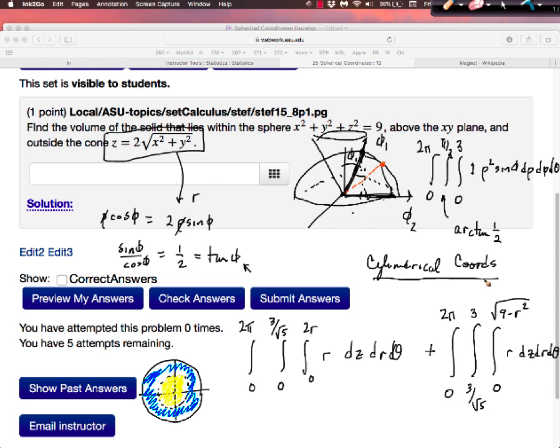Okay, doesn't make sense. So you can do it in both cylindrical and spherical coordinates. Spherical, however, requires just one triple integral, whereas cylindrical is broken up because you have two tops, right? Part of the top is the cone and part of the top is the sphere. Does that make sense?